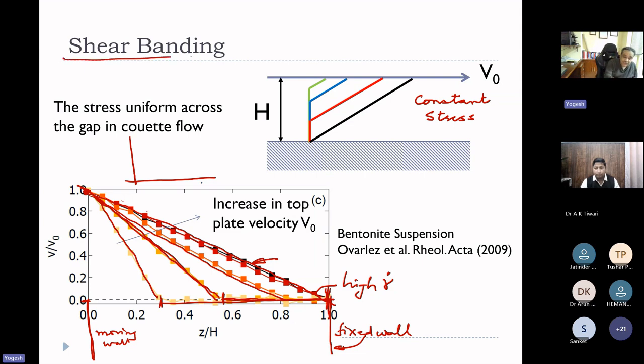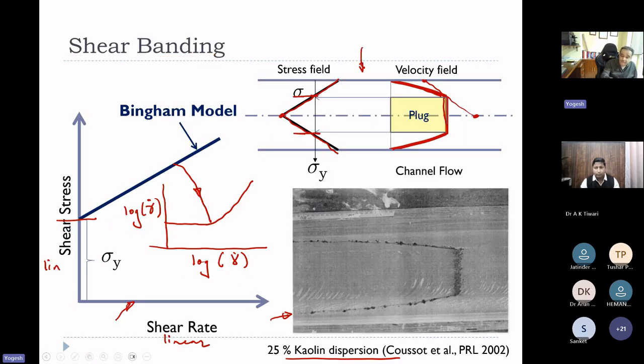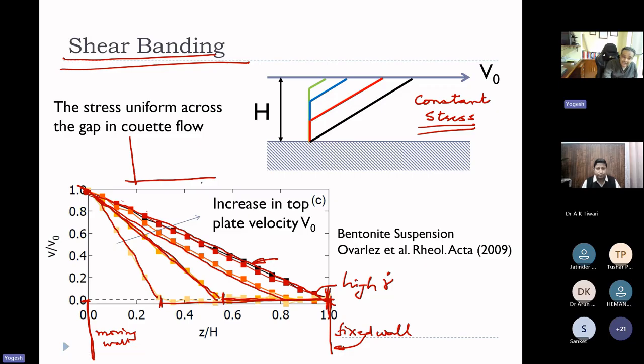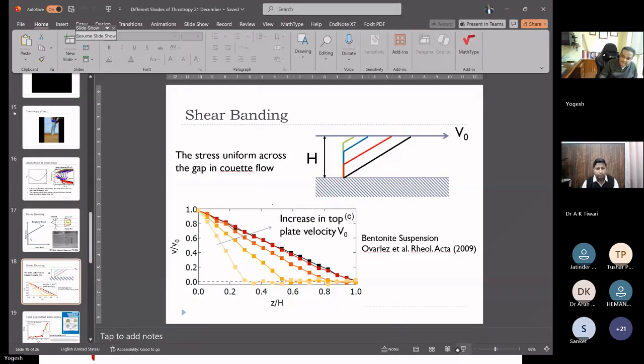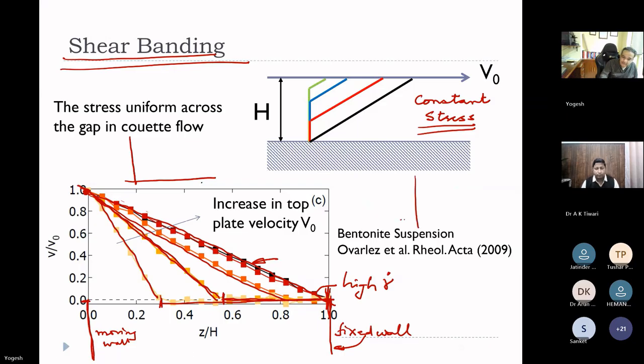This aspect is known as shear banding. It occurs in a constant stress profile, which is completely different from what is observed in a Bingham plastic fluid, where the stress changes. One should keep this in mind, and this can only be predicted by the stress versus gamma dot non-monotonic flow behavior.